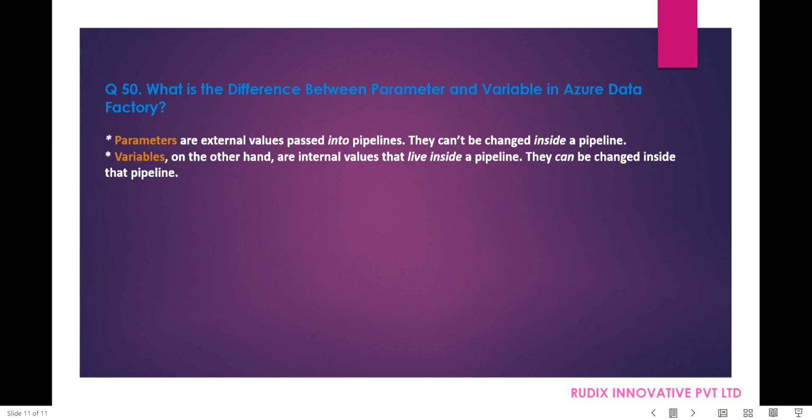Parameters are external values passed into pipelines. They can't be changed inside a pipeline. Variables, on the other hand, are internal values that live inside a pipeline. They can be changed inside that pipeline. So these are the questions asked frequently in Azure Data Factory.